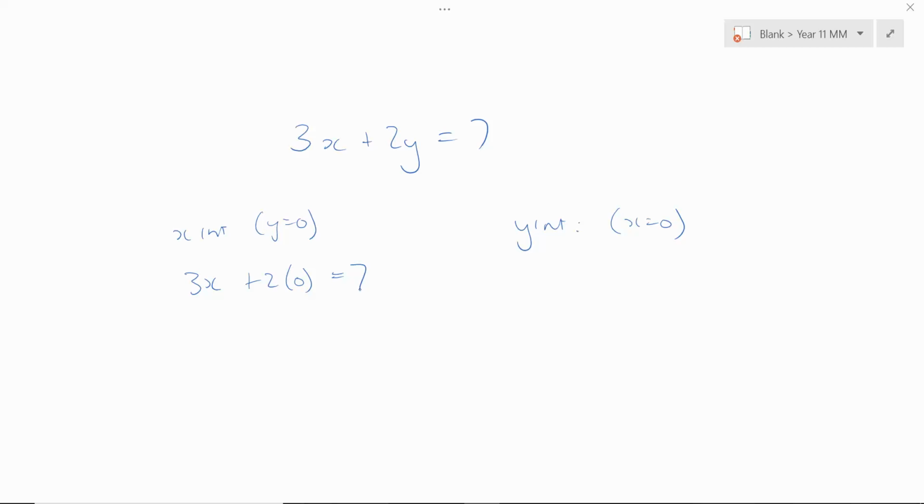I'll write it down, by the way. This becomes 3x plus 0 equals 7. 3x equals 7. Divide both sides by 3. 7 on 3. Yeah, so I'm keeping you. See how my layout is? All my equal signs vertical, and I'm showing you my method.